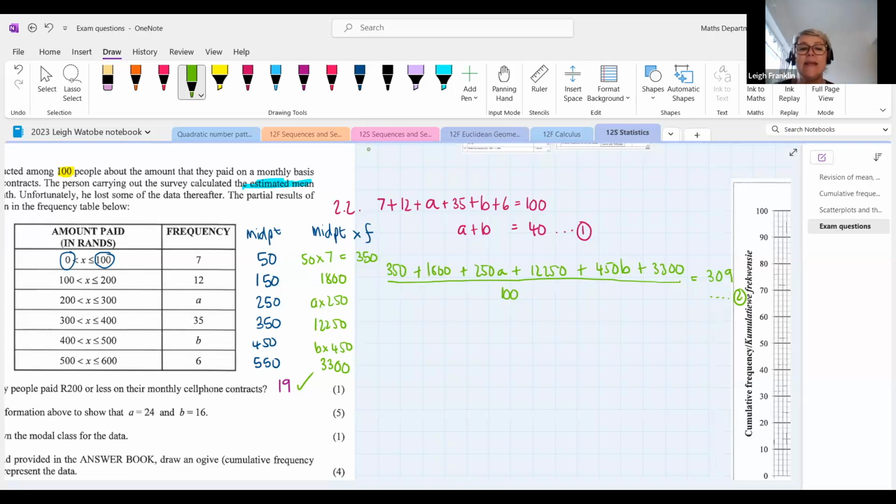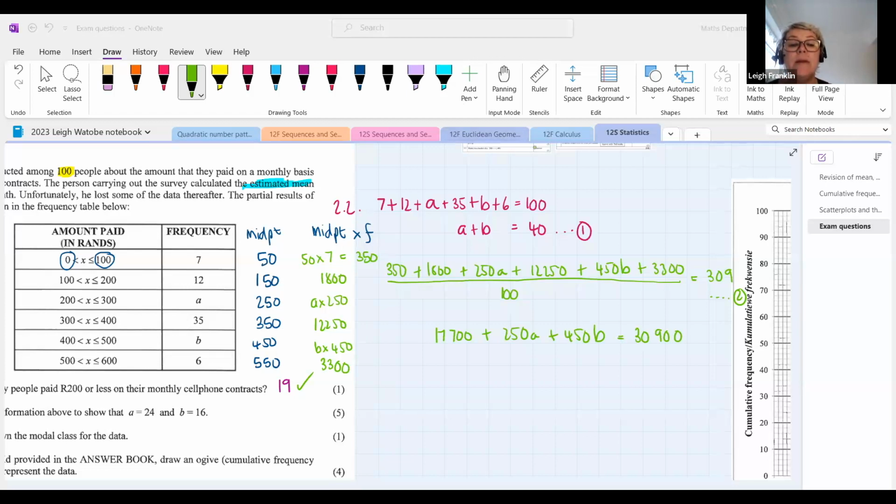So let's add together all the like terms. I'm going to add together 350, 1,800, 12,250, and 3,300. That gives me 17,700 plus 250A plus 450B. I can't add those together because they're not like terms. That would be equal to, I'm going to cross multiply the 309 with the 100, and that gives me 30,900.